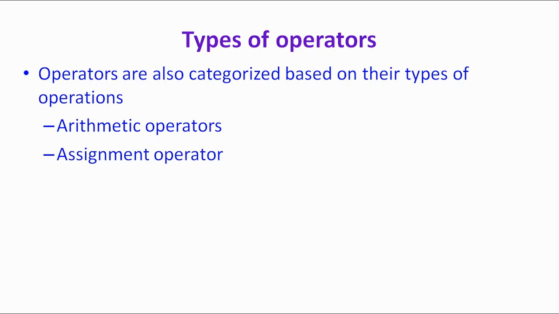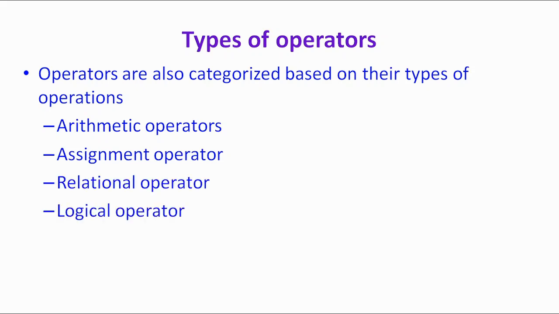The next three types of operators are relational operator, logical operator, and bitwise operator. Right now we are not going to discuss those three operators since we are yet to complete the conditional statements. So we will discuss only the arithmetic operators in this lecture.